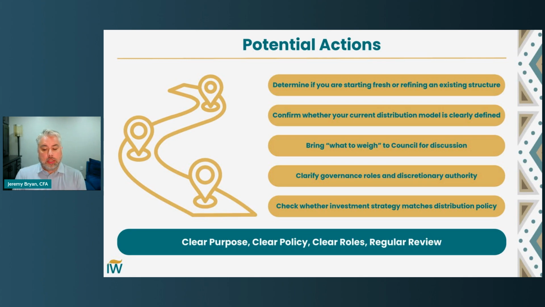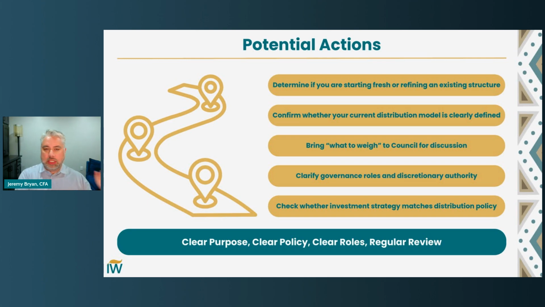Confirm whether your current distribution model is clearly defined. What are you doing? If you have an existing structure, how do we distribute it? And even if it says it's all lump sum at 18, okay, at least we know that now. But now we say, does that make sense? What are we weighing for the council? What are we, as council people, an executive administrator, a tribal administrator, a chief financial officer? Let's get together and discuss what we want to weigh.